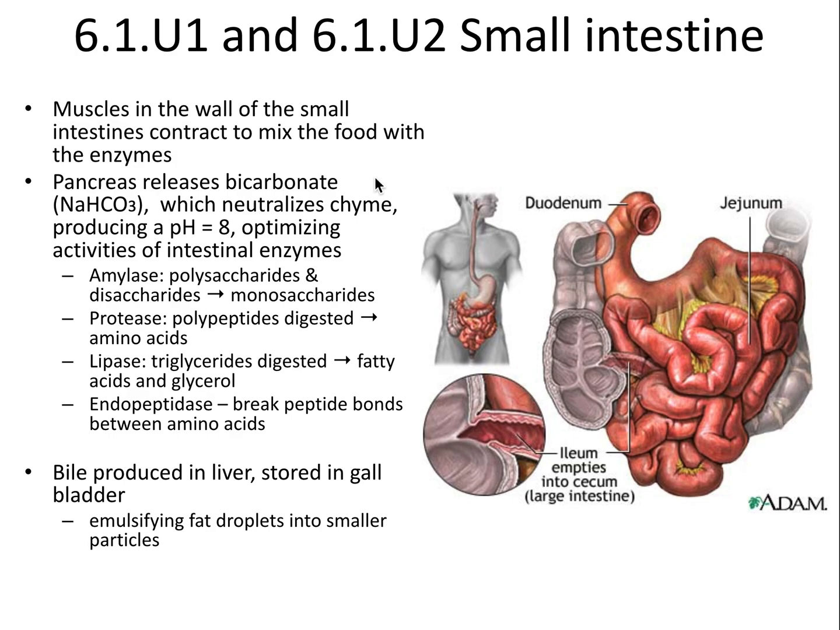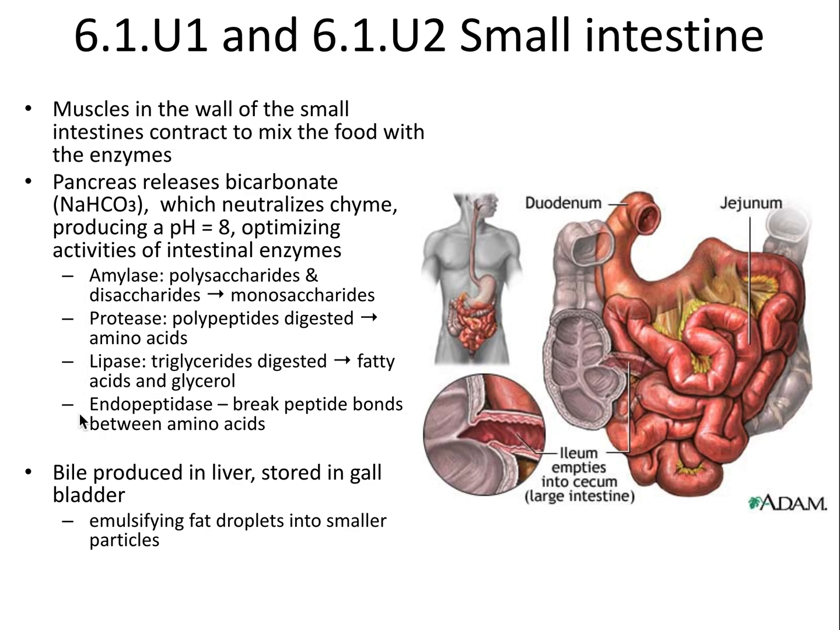The pancreas is going to release bicarbonate, which is going to neutralize that chyme because it's still a little acidic. So remember, if you mix a basic and an acidic condition, it'll help neutralize it and bring it more towards a pH of 7. This will produce a pH of 8, optimizing the activities for the other enzymes that are going to come from the pancreas.